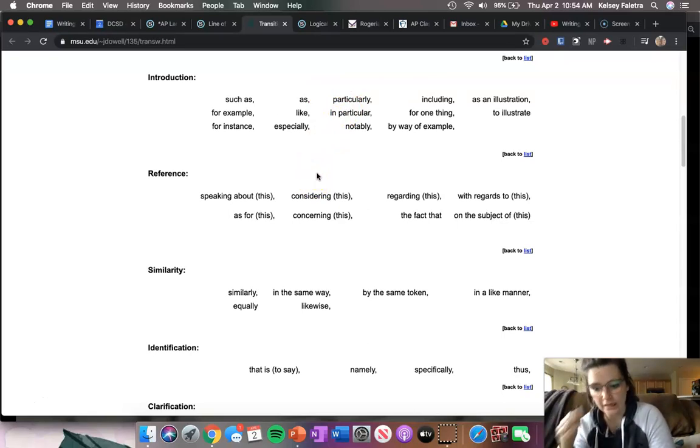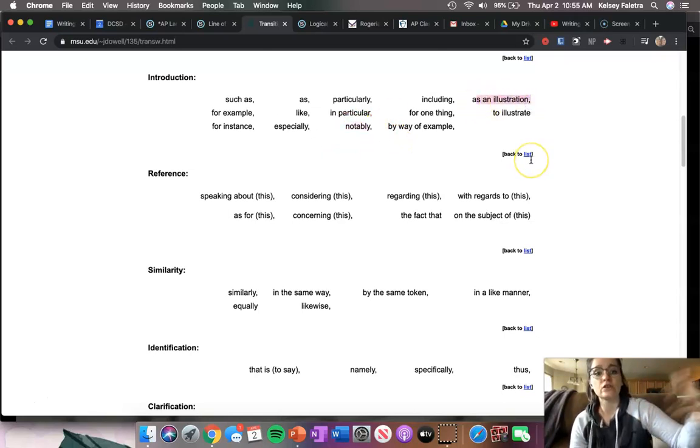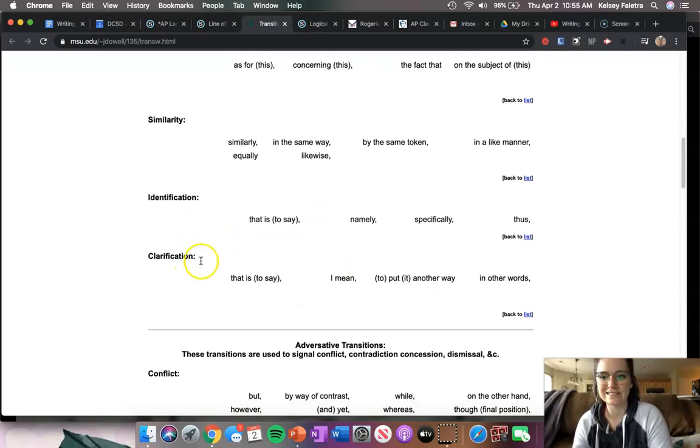So if you were saying that many people take issue with Civil War monuments because they seem to glorify a particularly and significantly racist portion of our past, right? You would use notably, the statue of so-and-so. Or as an illustration, we can look at the monument of so-and-so. Reference, similarity, identification, clarification, these are very effective.